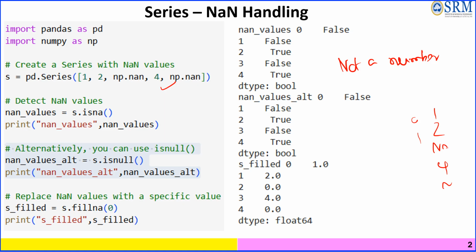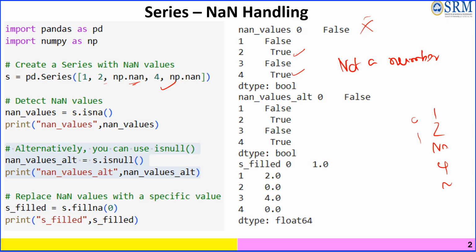In the first one there is no NaN, so false. In the second also no, so false. But the third one we have NaN, so it is true. And the fifth also we have NaN. Except this third element and fifth element, all the others will give you false because there is no NaN value. That is first.